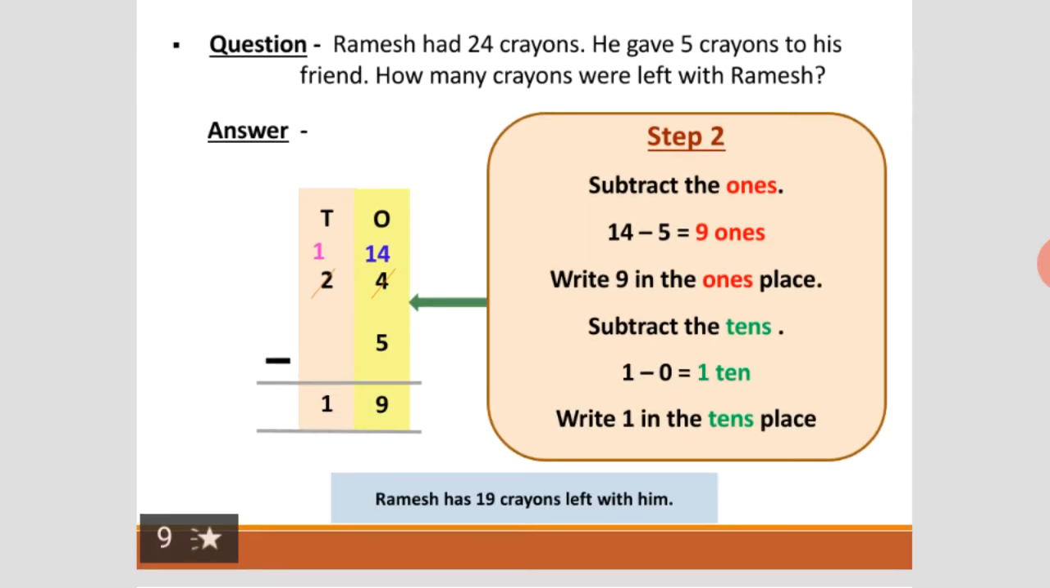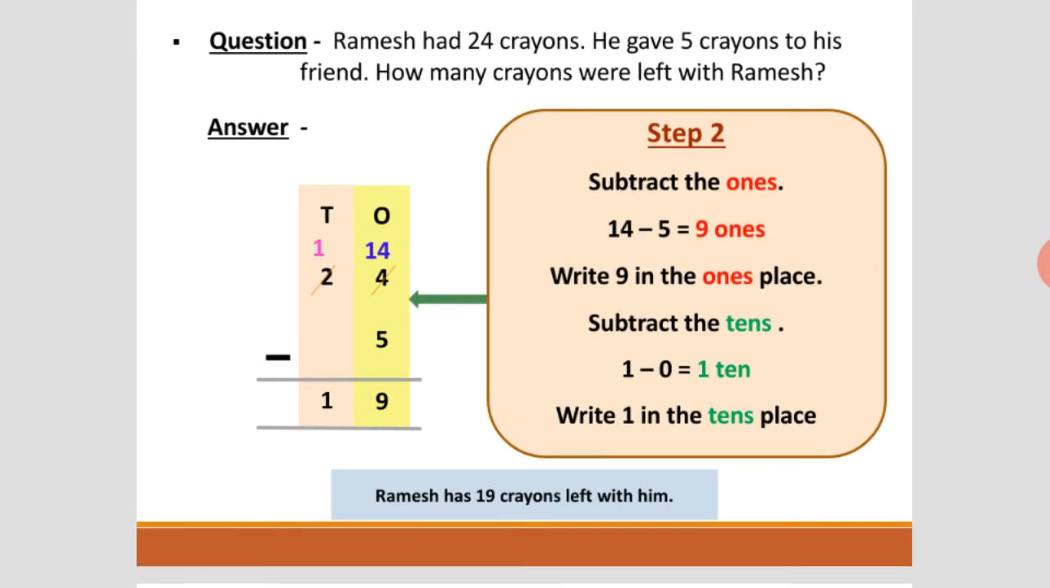Next, second step, same question continued. Subtract 14 minus 5 to get 9 ones. Write 9 in the ones column. Subtract the tens. 1 minus 0 to get 1 ten. Now write 1 in the tens column. So we got the answer as 19. 24 minus 5 is equal to 19. Thus Ramesh has 19 crayons left with him.